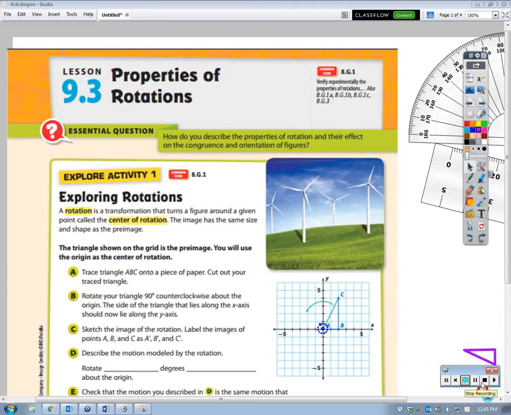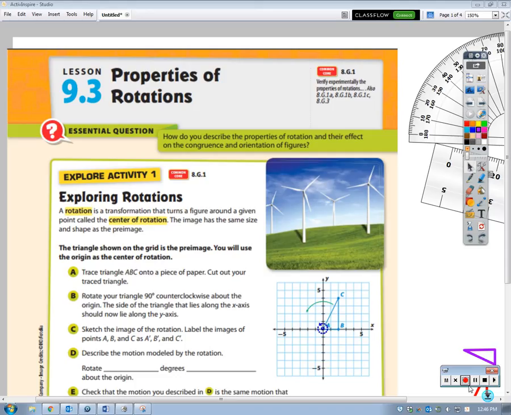All right, Math 8 students, here we are, lesson 9.3, properties of rotation. We have done translations, we have done reflections, and now we are doing rotations. All of these are types of transformations.